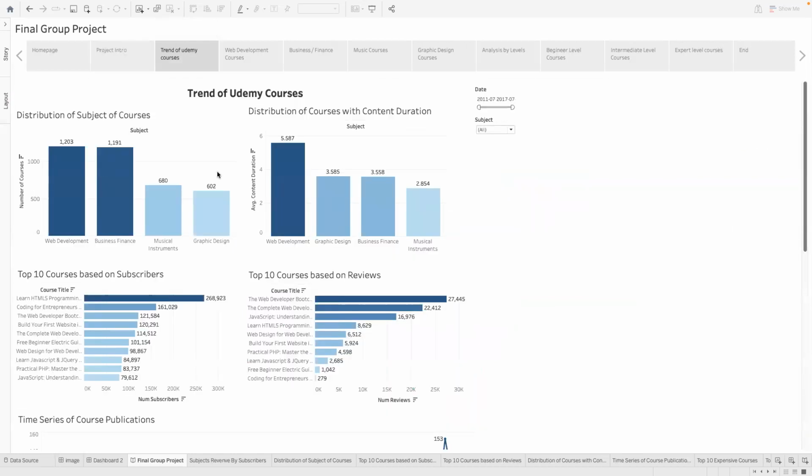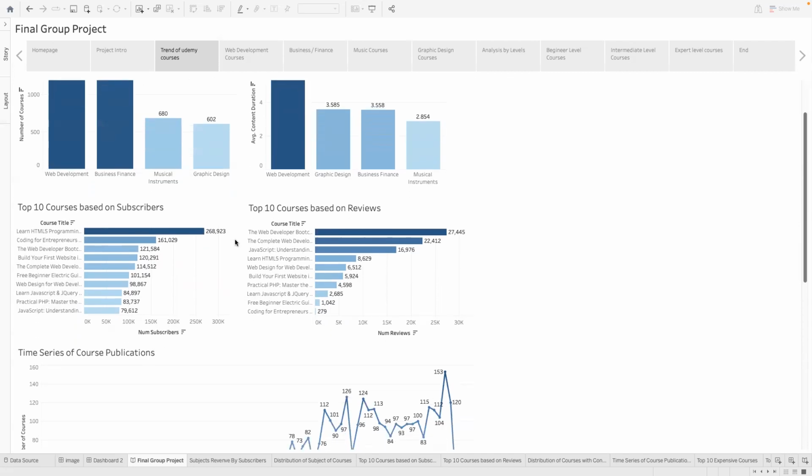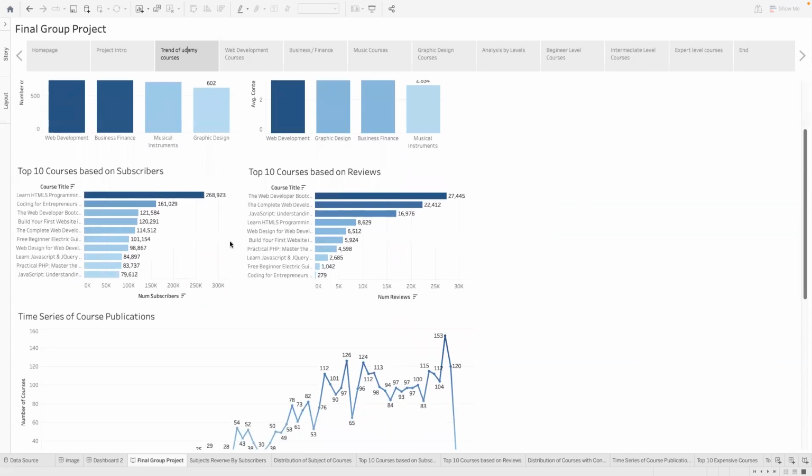We picked what subjects they offer, and the four trending categories in the data set were web development, business finance, musical instruments, and graphic designing. The average content for web development is 5.5 hours. However, for graphic designing and business, it's 3.5 hours, while for musical instruments, it's 2.8 hours of average content on Udemy.